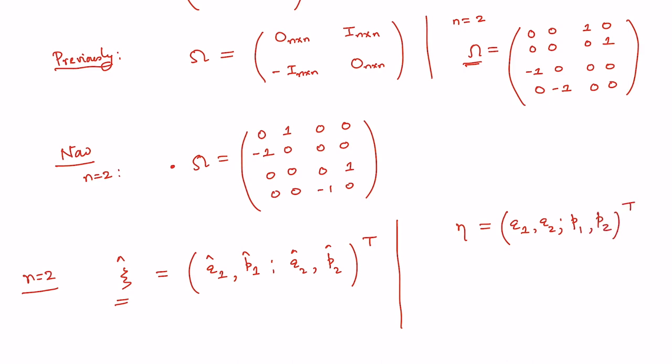Transpose. You see the difference here? The difference is about the ordering. Now P1 is coming immediately after Q1, and that's the reason we are using this omega here, to preserve the symplectic form and so on. Coming back to the commutation relation, [ξ_k, ξ_l] is equal to iΩ_kl.